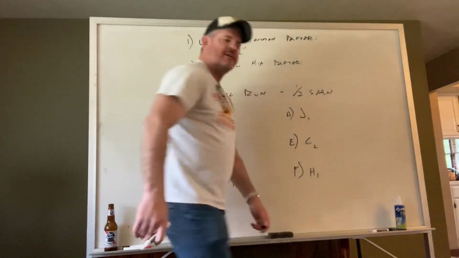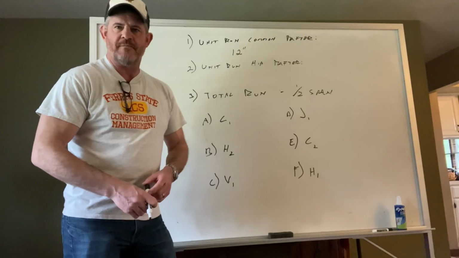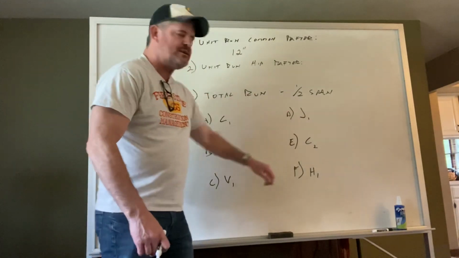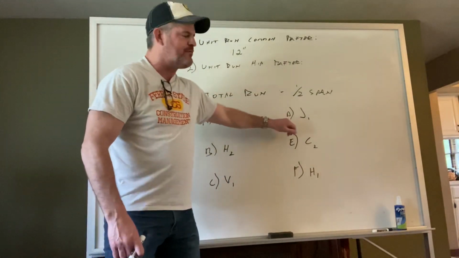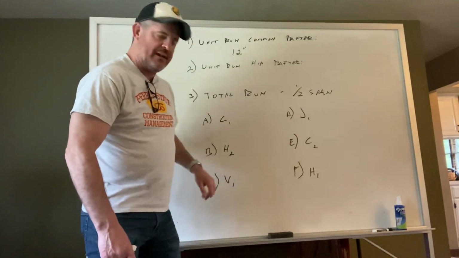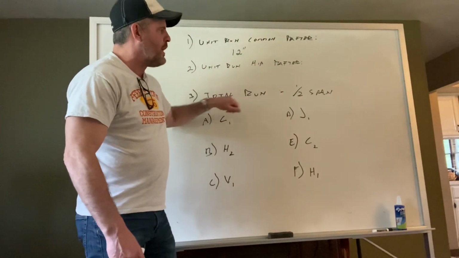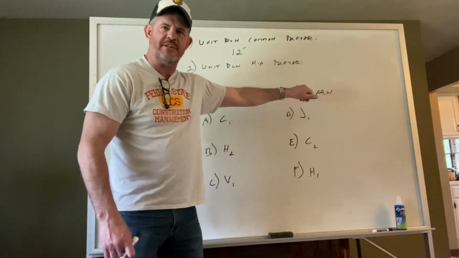Always. And what is my span? My span is the width of my building. So no matter what rafter I'm talking about, except for jacks, whether it be a common, a hip, a valley, it does not matter. The total run is always 1/2 my span.